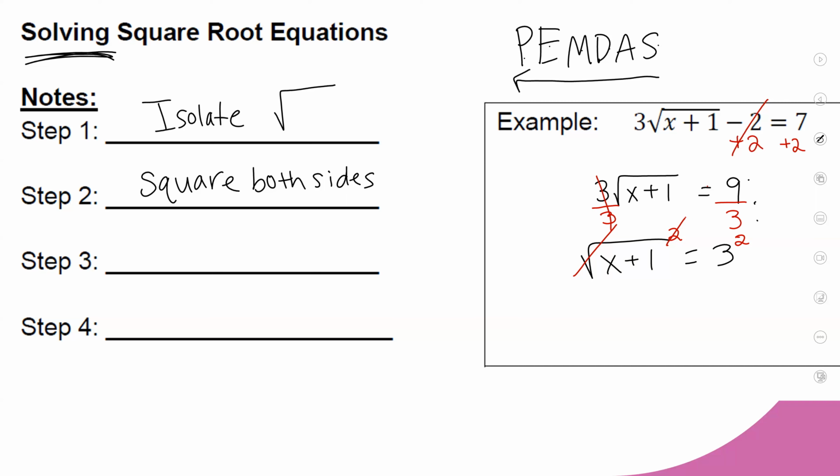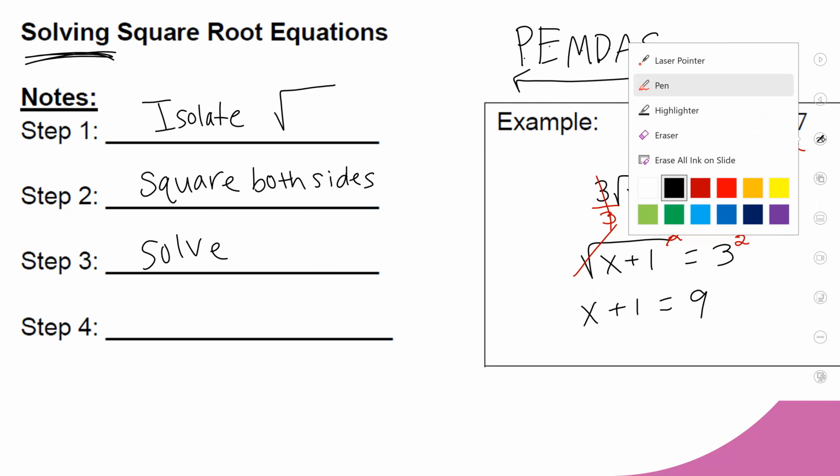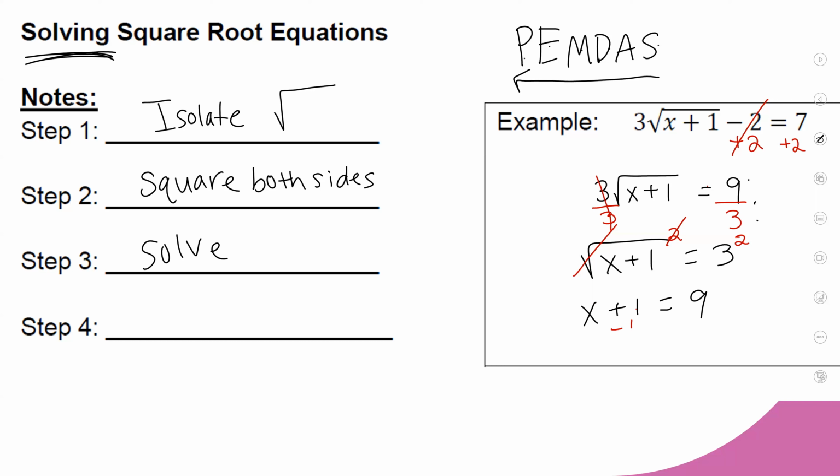Now let's see what we have left. The square root symbol is now gone. I have x plus 1 equals, what is 3 squared? 9. Okay, so that was step 2, square both sides. Now, step 3 is just solve. So let's solve this little one-step equation. What do I do? Subtract 1, you get x is 8.